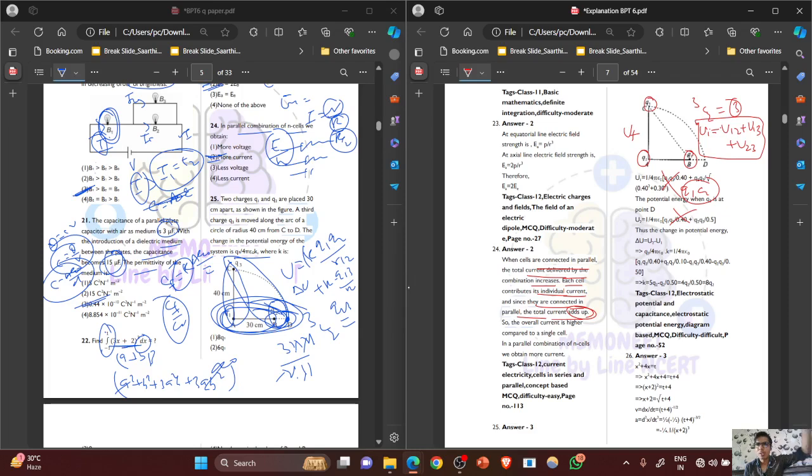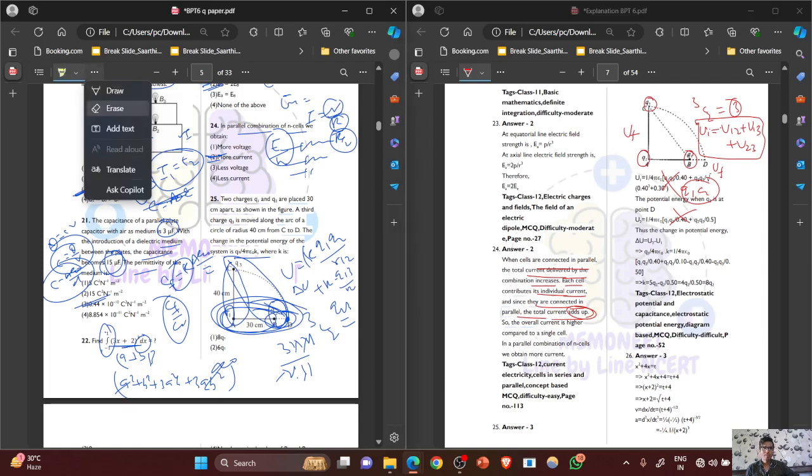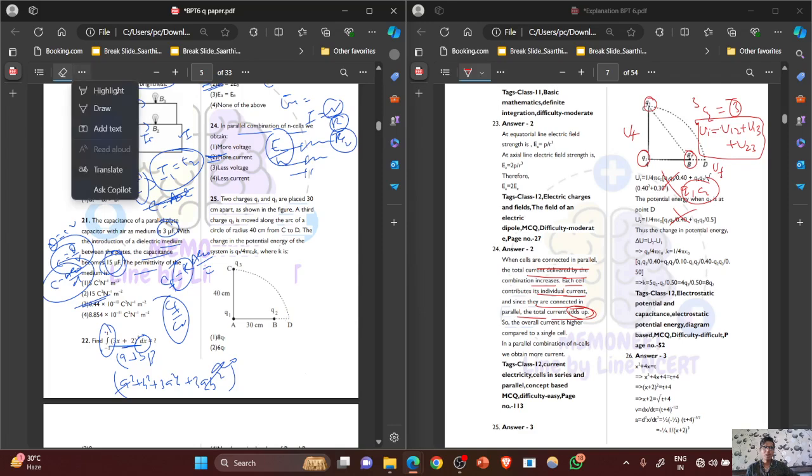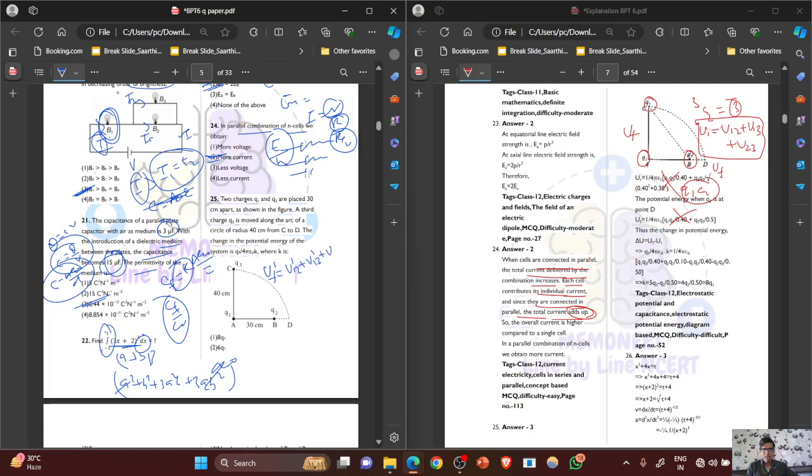Let's suppose the two things are the same. U initial will be this. What will be your U final? Let me write here. They have done it wrongly, I think. That's why I always tell you to focus on the concepts. Let's suppose U final will be U dash. So U dash 12 plus U dash 13 plus U dash 23.